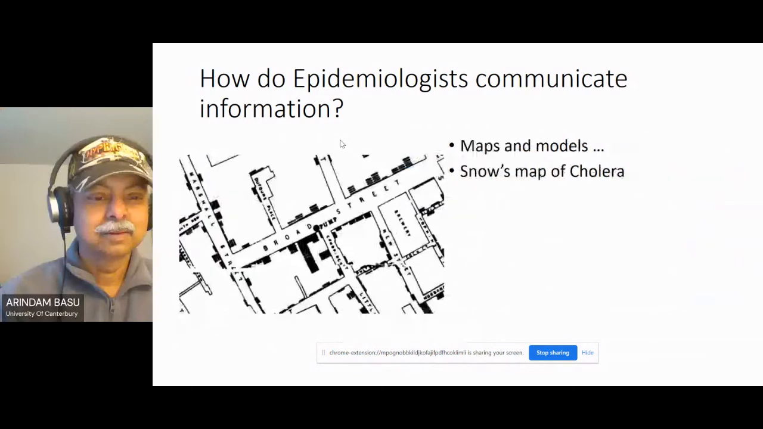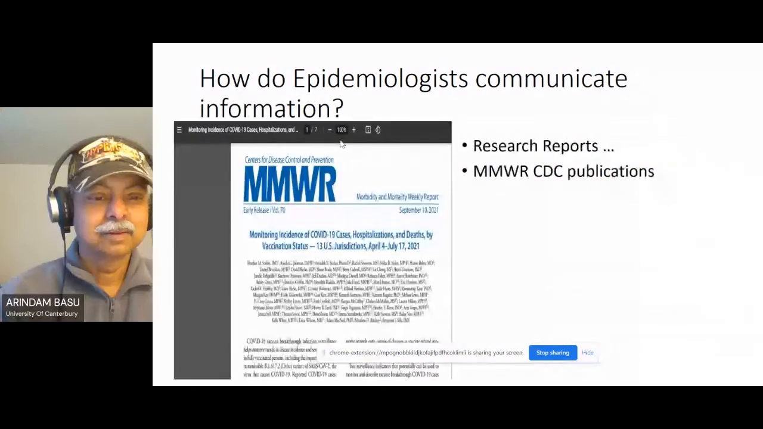Another way that has been quite traditional is this famous Snow's map of cholera. You can see that there is a geographic information system. It's about 150 years old. It still is taught quite widely. And it's another way of communicating results from epidemiologists. A third way in which you can do that is you publish papers. So for example, the Morbidity and Mortality Weekly Report is a very popular form of presentation. It's usually done in the form of a web page or PDF.